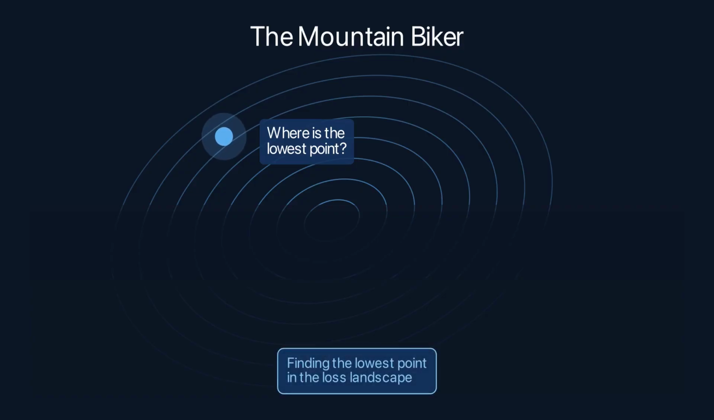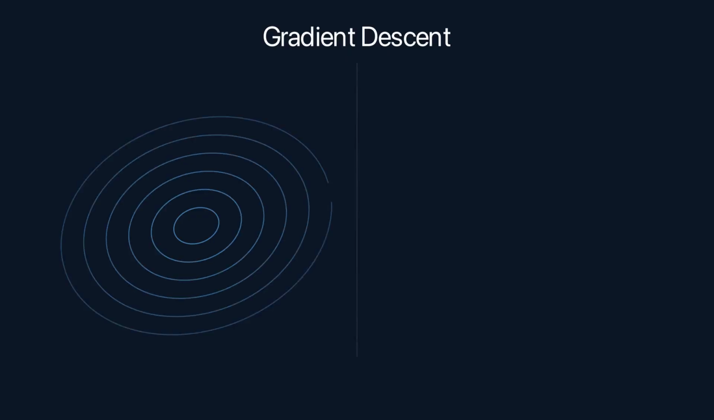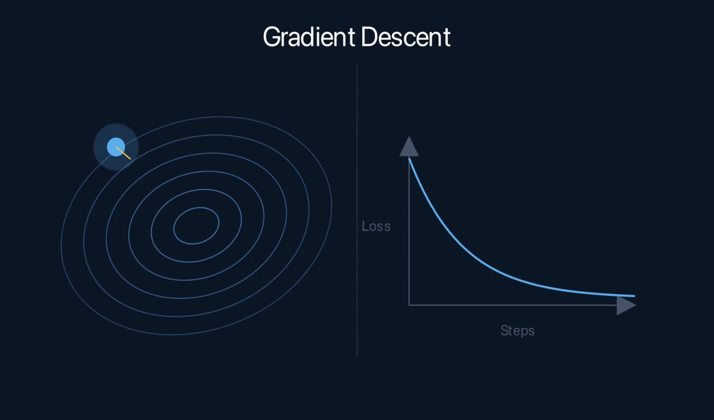Every optimization method is a different riding strategy. Welcome to the mountain biker. The simplest strategy: always ride downhill. At each position, feel the slope, that's a gradient. Point your bike in the steepest downhill direction and pedal. Take a step. Feel the slope again, adjust direction and pedal again. Repeat until the ground is flat, you've reached the bottom.